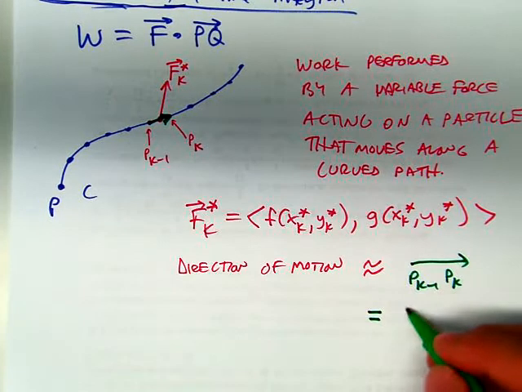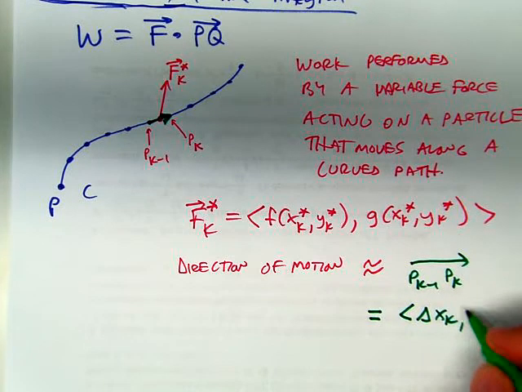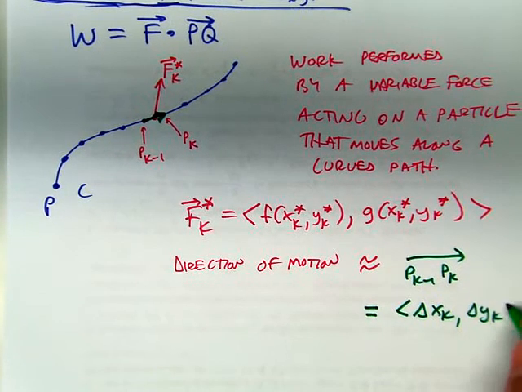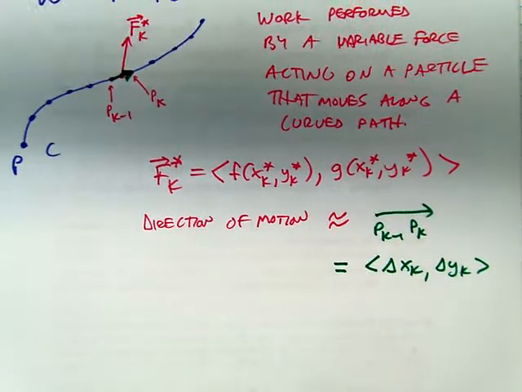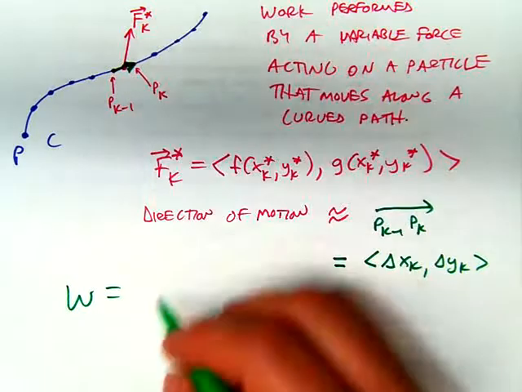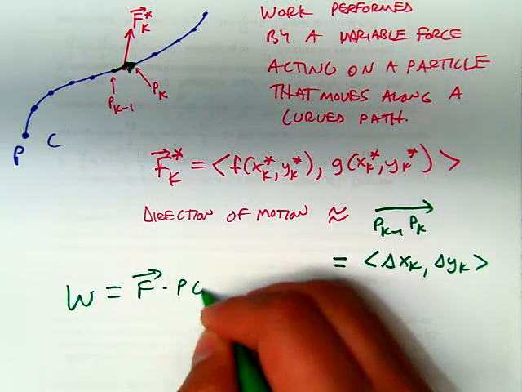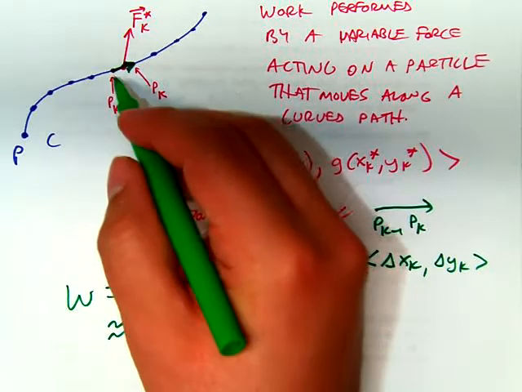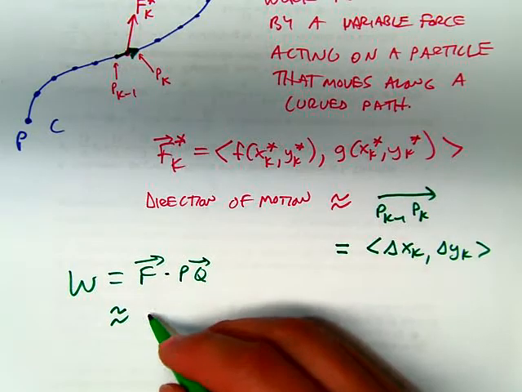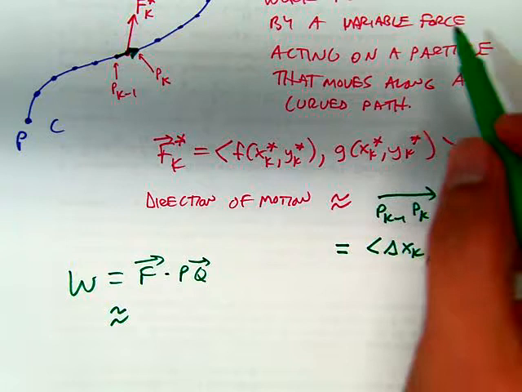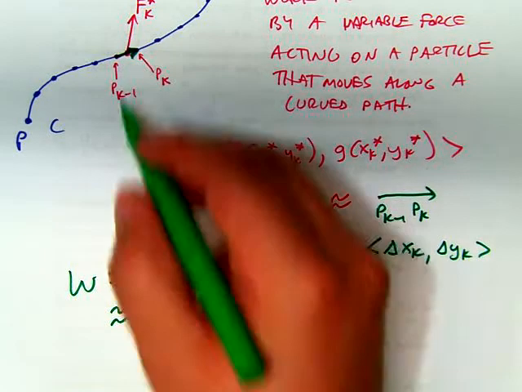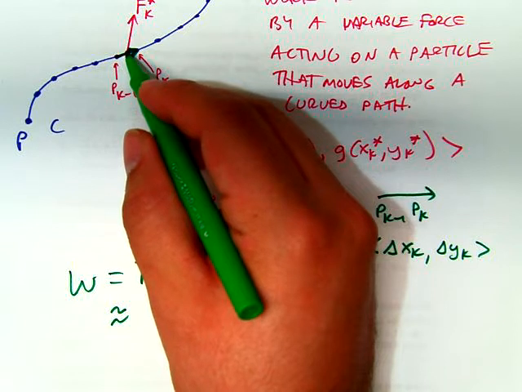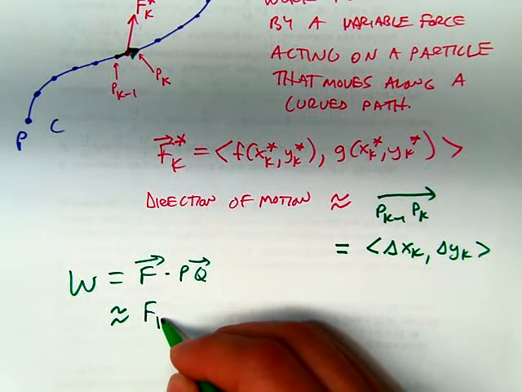and that from this point to this point, well, that's just going to be delta x sub k, in other words, change in x and change in y. Okay, so pretty straightforward. So where is this headed? Well, since we know that work is F dot PQ, what we're saying is that for this little section, this little partition, the work done by this force as the particle moves from one point to the next can be approximated by whatever this vector field force is, which is F sub k star.